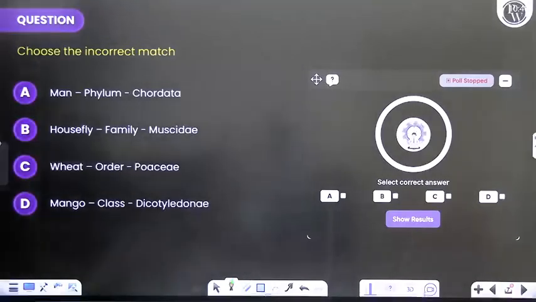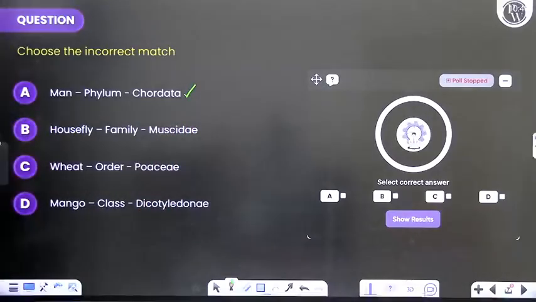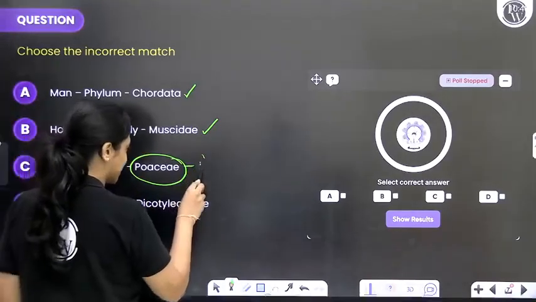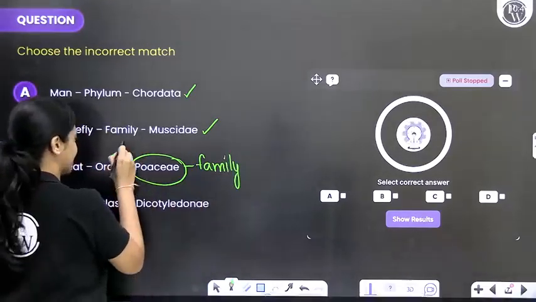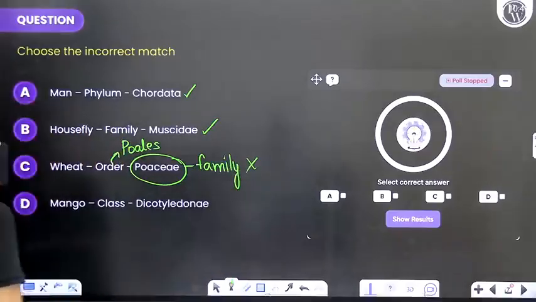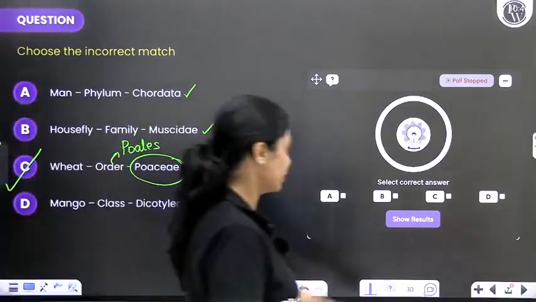So among this we have to find out which is incorrect, which is wrong. Man's phylum, human's phylum is Chordata, right? We all are chordates. Housefly family is Muscidae. Wheat order is not Poaceae. Poaceae is the family. Order is Poales. This is incorrect. Mango class dicot, correct. Option C is the correct answer here.